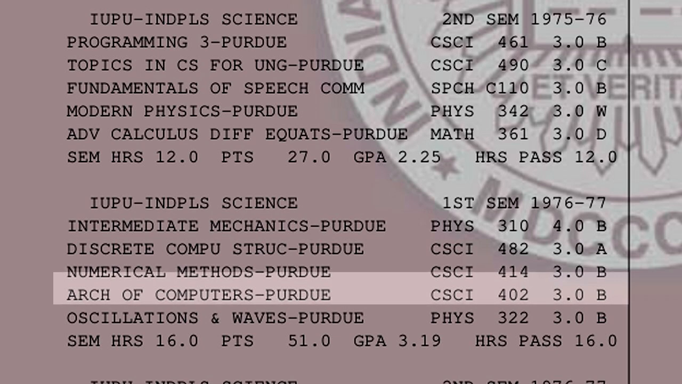My 7th semester transcript from the fall of 1976 shows that I also took a class called Arch of Computers CS402. Presumably Arch was an abbreviation for architecture. It was about the inner workings of computer hardware. When I saw that on my transcript, I initially had little or no recollection of that class.